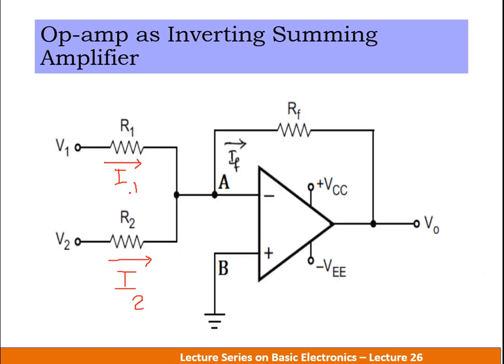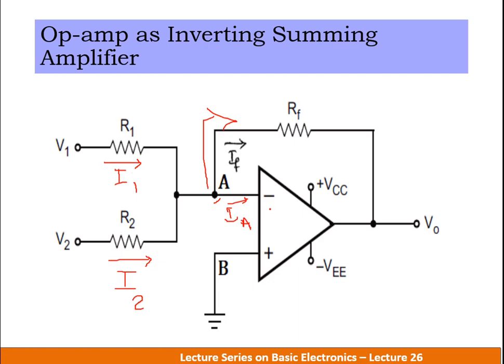So sum of currents entering the node means, let us consider the node here is A. Sum of currents I1, I2 entering the node A must be equal to the sum of currents leaving the node. Current can leave via this path as well as this path. So current entering via this path, let us consider this as IA.